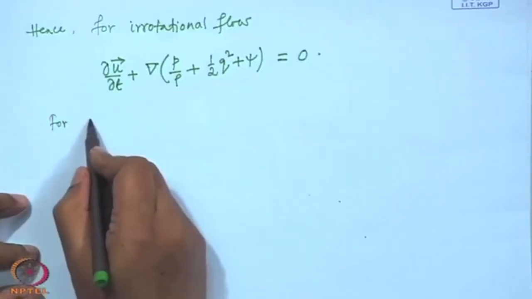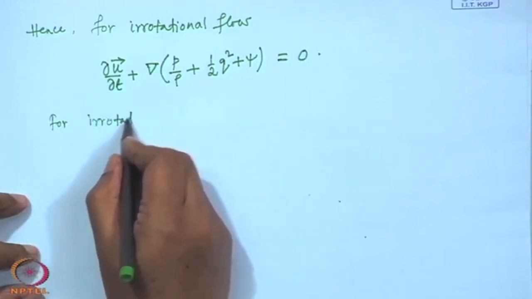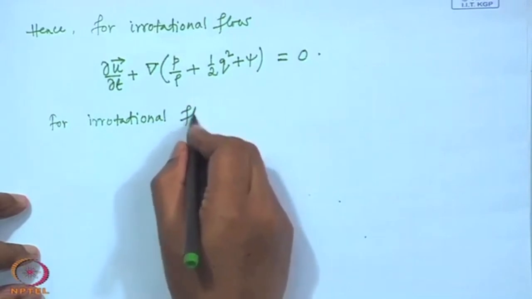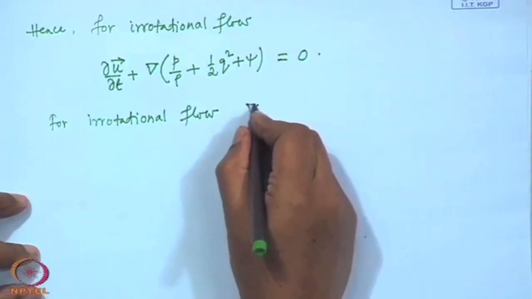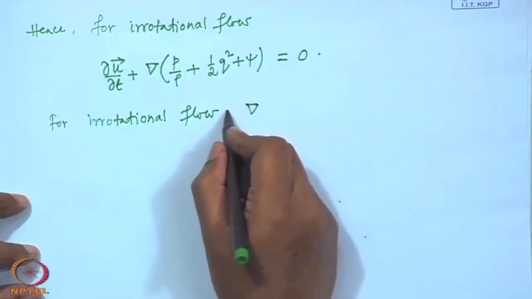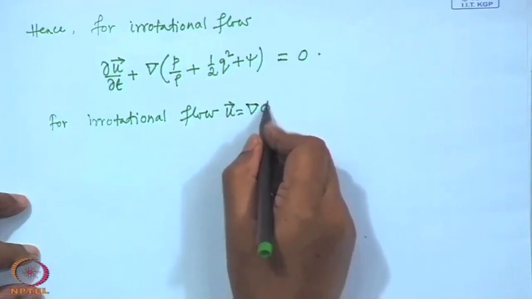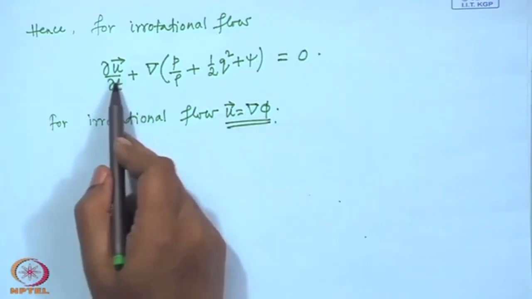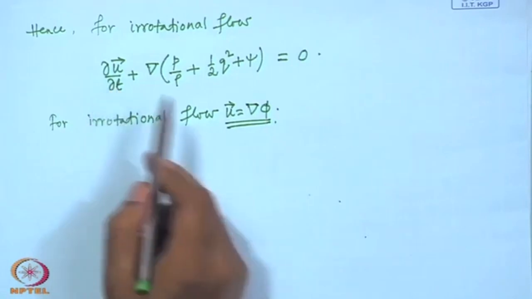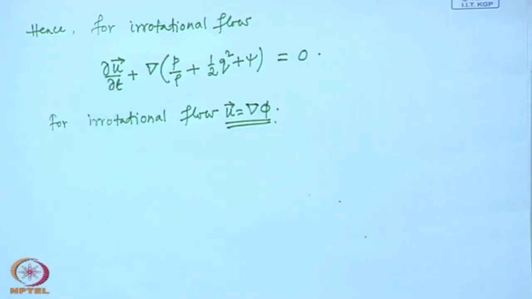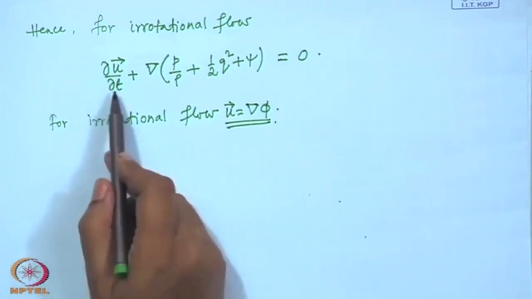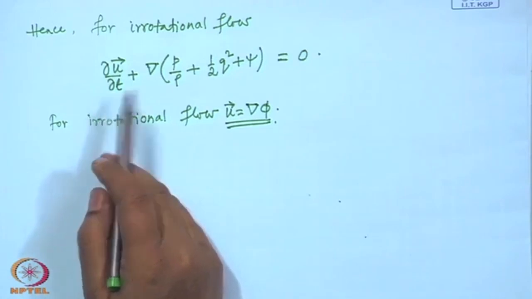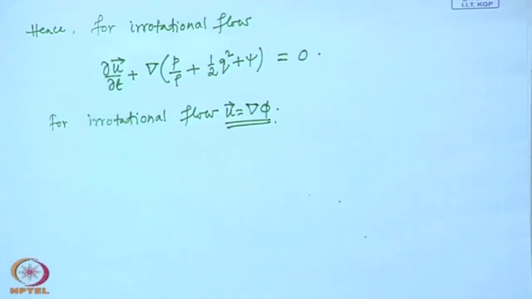So, for irrotational flow, and this now we can substitute here. Gradient of phi is derivative with respect to space, derivative with respect to x, y, z, and we already have here derivative with respect to t. But when we differentiate with respect to x and t, it is immaterial which one we derive first, whether we differentiate first with t or first with x.